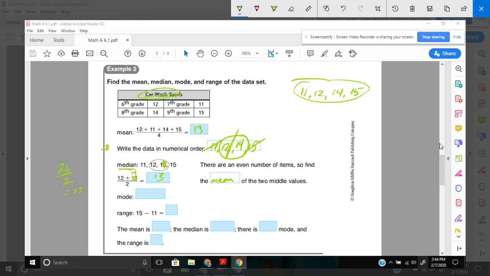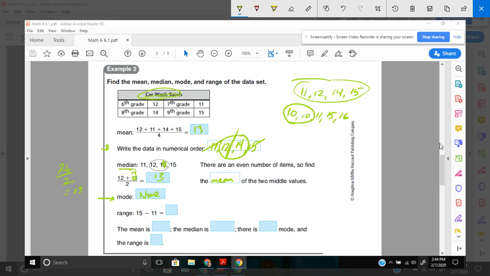All right, moving on to the mode. Hopefully the book did this one right. The mode is what occurs the most. Well, you'll see here there's no numbers that are repeated. So in that case, we would say none, because they all occur once. Now, if we had data like 10, 10, 11, 15, and 16, the mode would be 10 because 10 occurs twice and each other number occurs once.